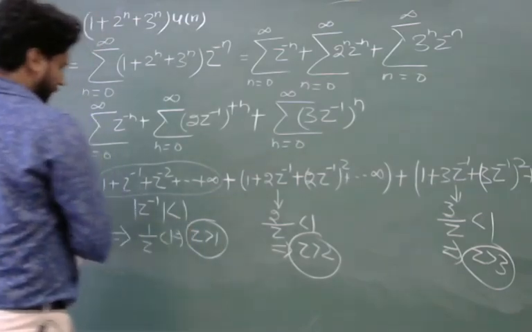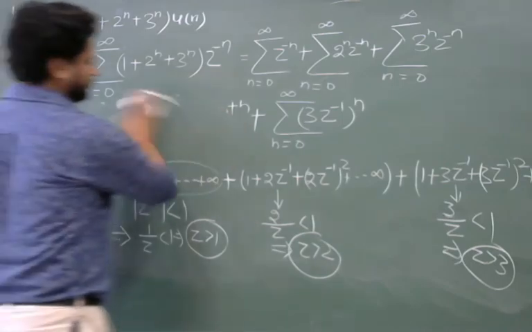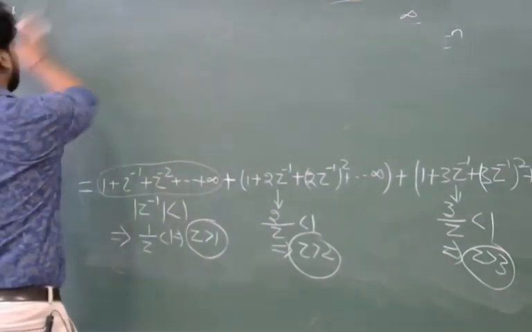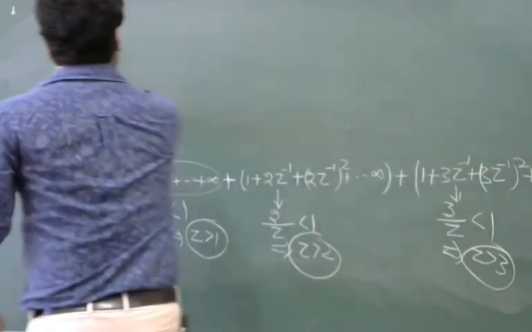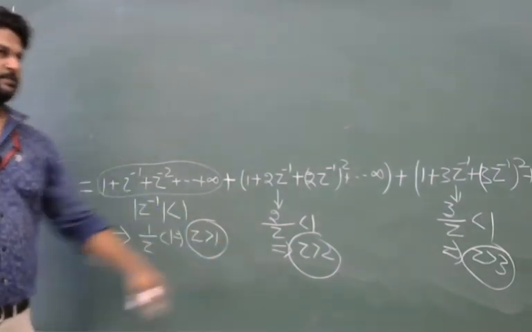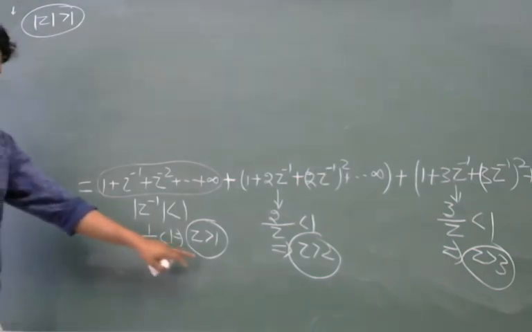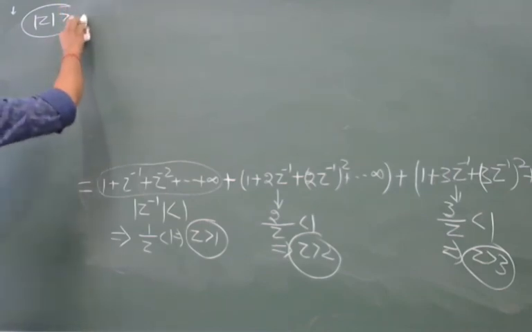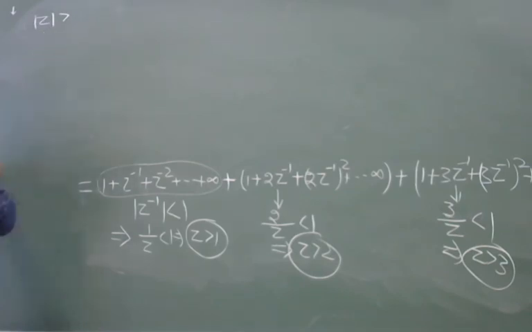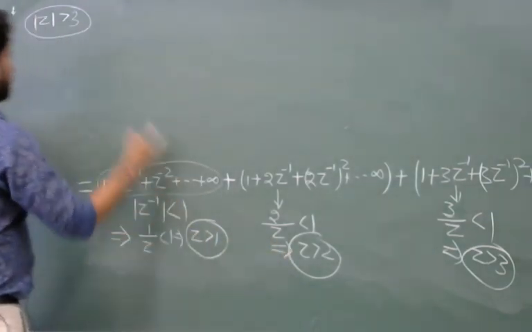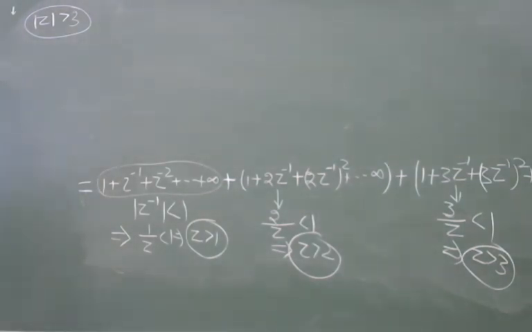So if we combine these conditions, if z is greater than 3, obviously it will be greater than 2, and also it will be greater than 1, so it will satisfy all three conditions. So this will be the region of convergence for the given sequence.